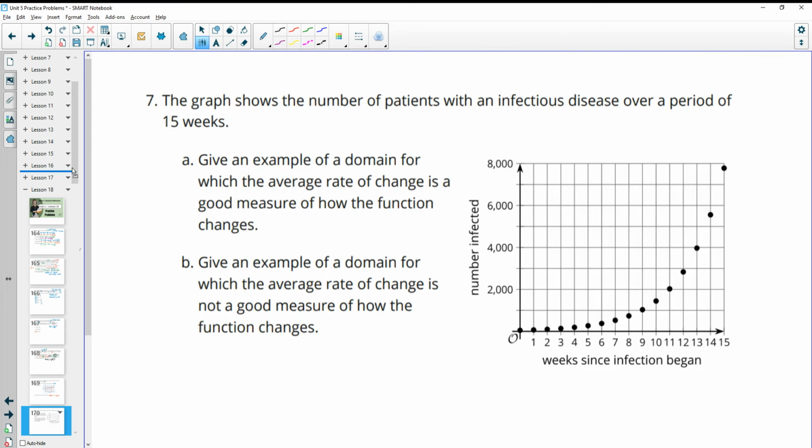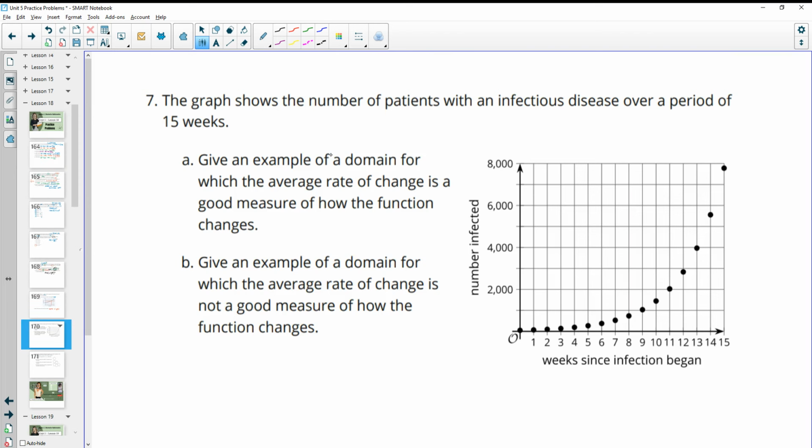Number 7 says the graph shows the number of patients with an infectious disease over a period of 15 weeks. Give an example of a domain for which the average rate of change is a good measure of the function. Remember, average rate of change is a straight line, a constant slope. So you want to look for where a straight line would connect points and still showcase what's happening.